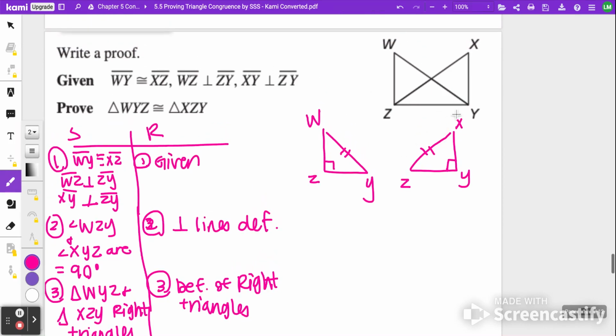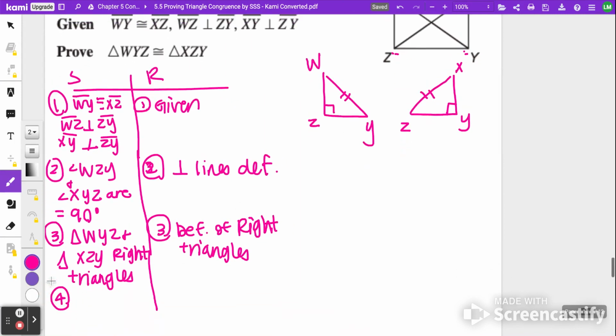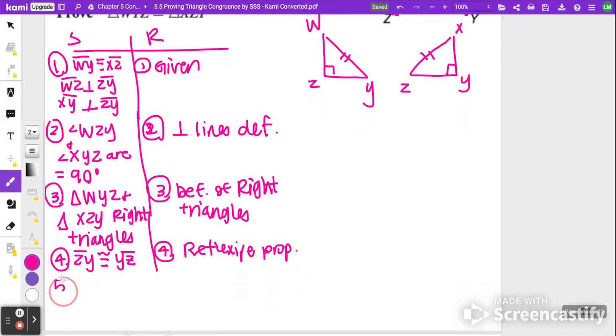If you look at your original shape, YZ is sharing the same thing as ZY. So we know, due to that diagram, ZY is equal to YZ, right? Okay, and that is using the reflexive property of congruence. So now that we know that, I'm going to mark that here. ZY, YZ, those are the same.